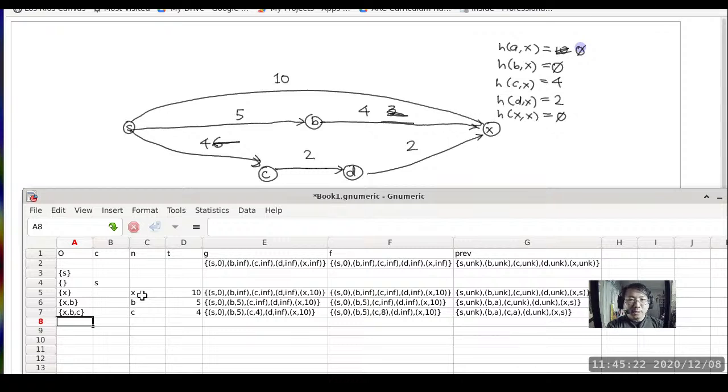So we now get back to the outside of the while loop. So remember, we are not quitting only when O is empty. We can quit when there's nothing looking promising at all in O. So we now look at g of x. G of x is no longer infinity. G of x is now 10. And now we want to look at the f value of b and c and see if at least one of them has an f value that is less than 10.